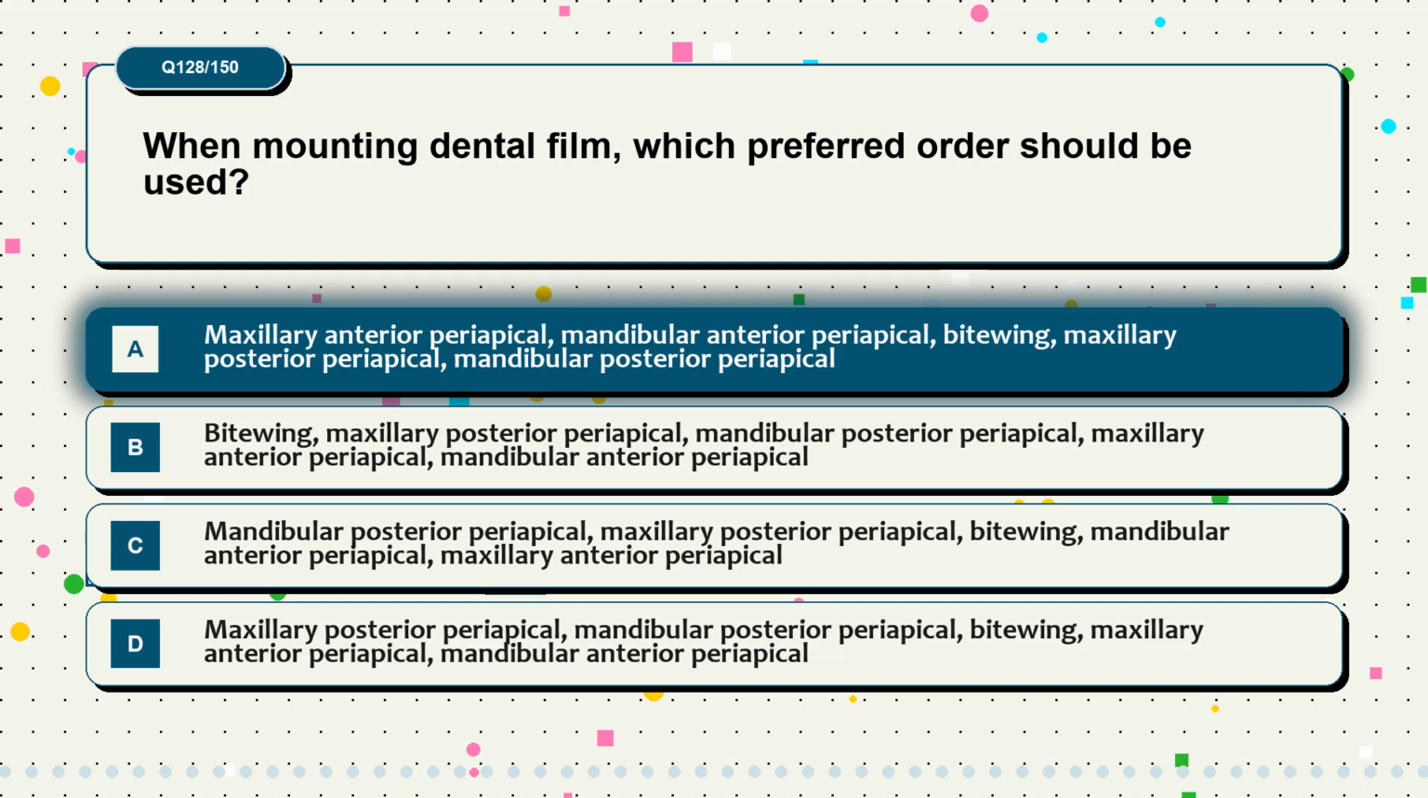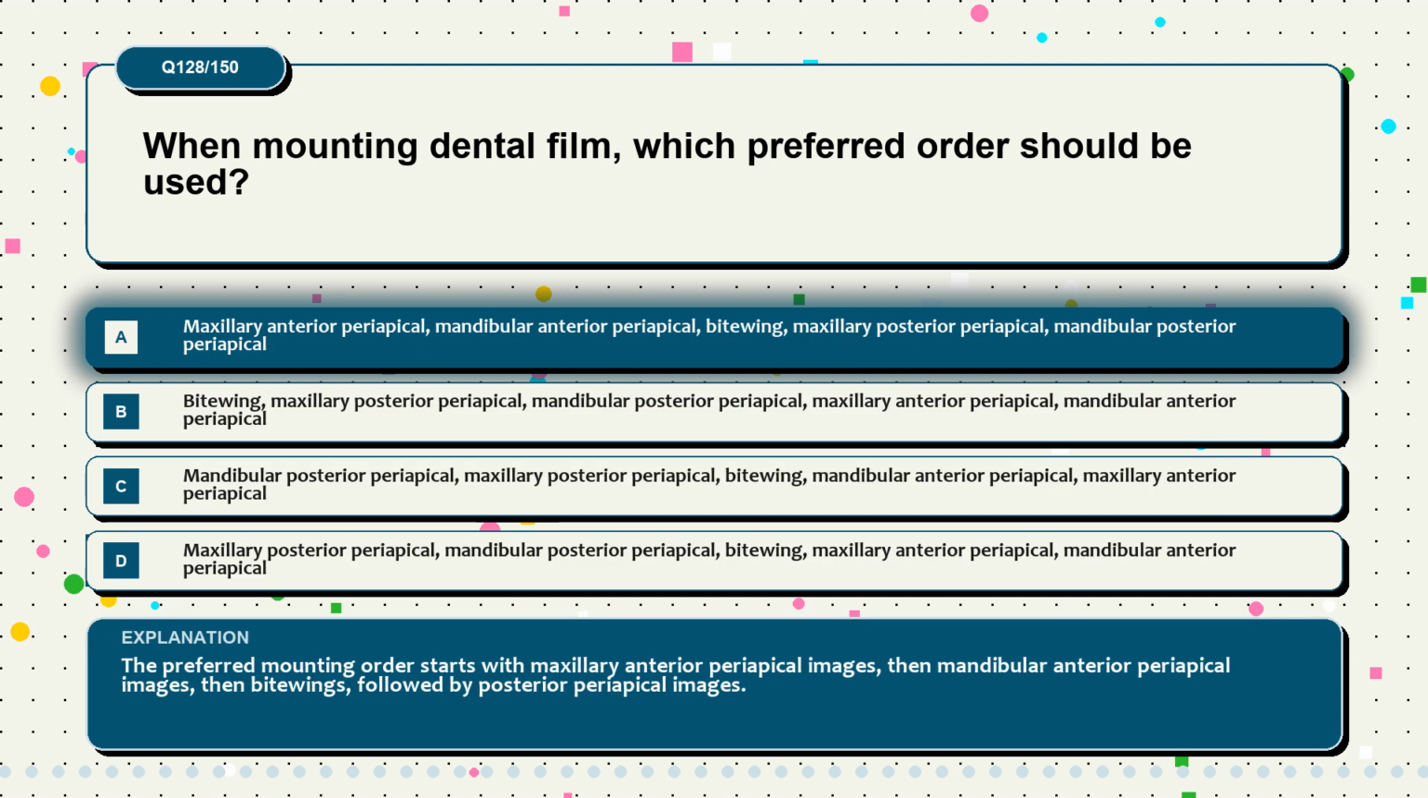The correct answer is option A, maxillary anterior periapical, mandibular anterior periapical, bitewings, maxillary posterior periapical, mandibular posterior periapical. The preferred mounting order starts with maxillary anterior periapical images, then mandibular anterior periapical images, then bitewings, followed by posterior periapical images.